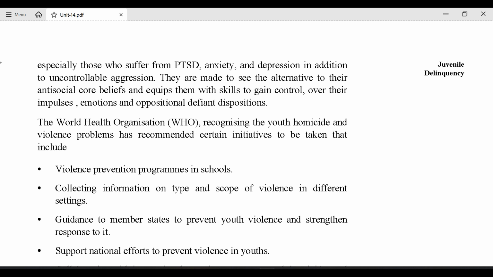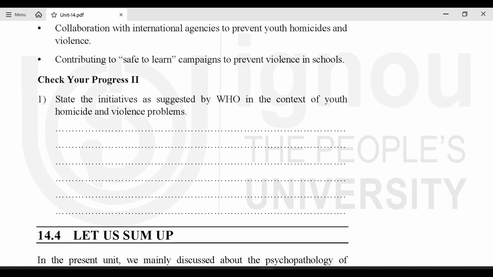The World Health Organization, WHO, recognizing the youth homicide and violence problems, has recommended certain initiatives to be taken that include violence prevention programs in schools, collecting information on type and scope of violence in different settings, guidance to member states to prevent youth violence and strengthen response to it, support national efforts to prevent violence in youths, collaboration with international agencies to prevent youth homicides and violence, contributing to Safe to Learn campaigns to prevent violence in schools.